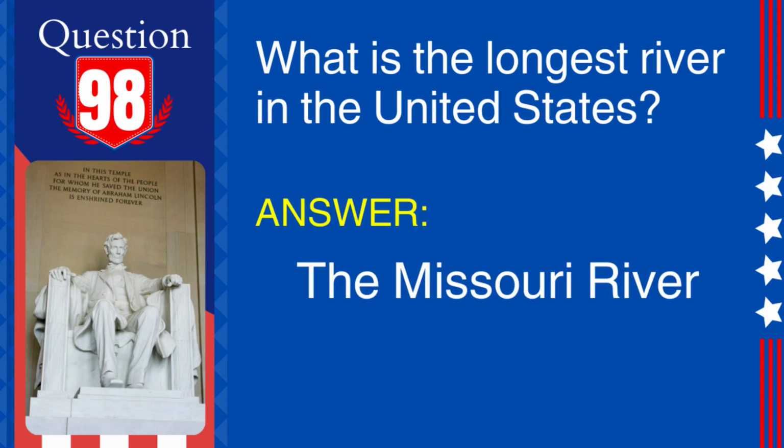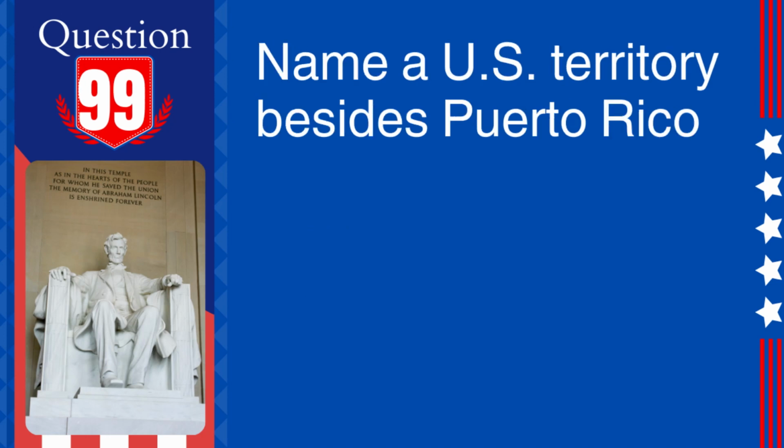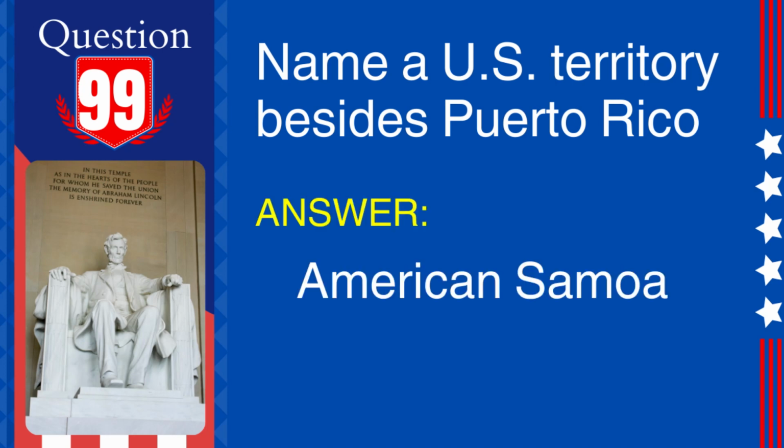Answer. The Missouri River. Explanation. The Missouri River is the longest river in the United States, running approximately 2,341 miles. 99. Question. Name a U.S. territory besides Puerto Rico. Answer. American Samoa. Explanation. American Samoa is an unincorporated territory of the United States, located in the South Pacific Ocean.